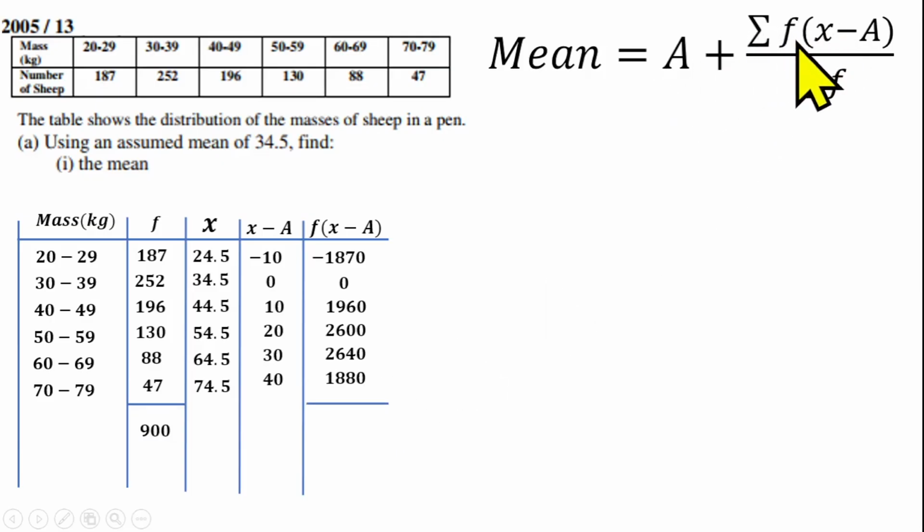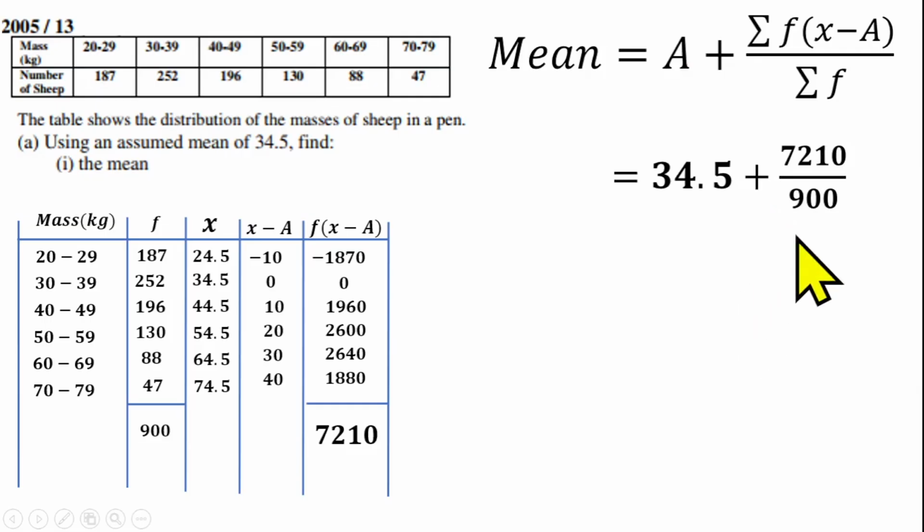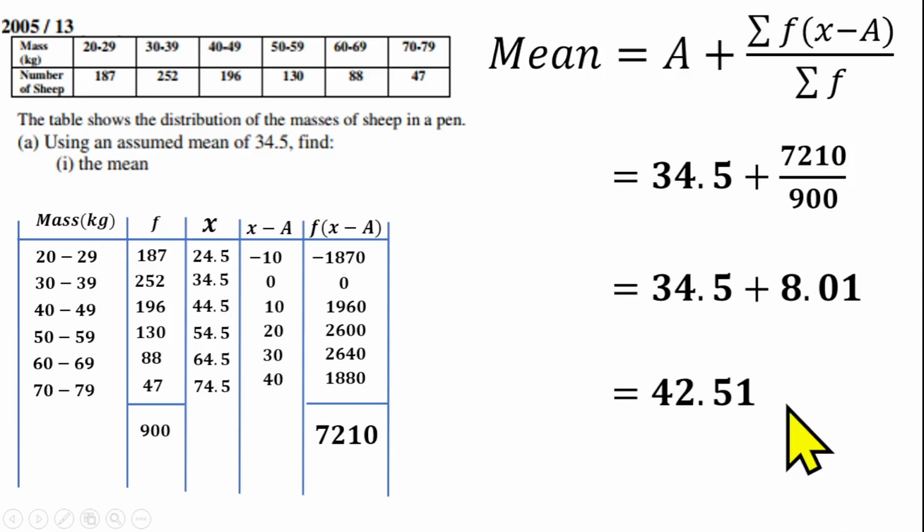So now we can find the summation of that. We sum f into x minus a, sum it together. If you sum it together, that gives us 7210. Then from there you can now put it into this formula. So our assumed mean is 34.5. So we have 34.5 plus 7210 divided by 900. If I divide this by 900, that will give us plus 8.01. Then if you add this together, that will give us 42.51. So the mean of this data given an assumed mean of 34.5 is 42.51.